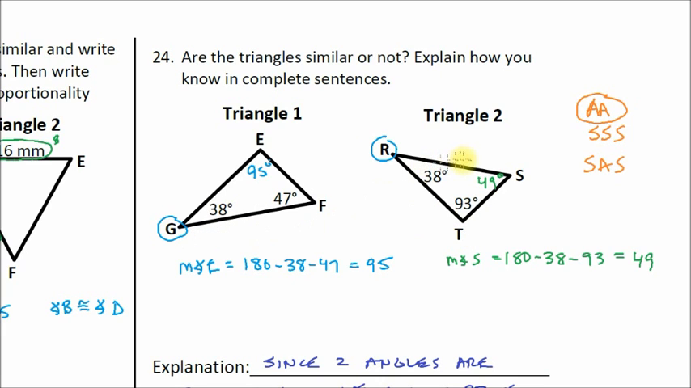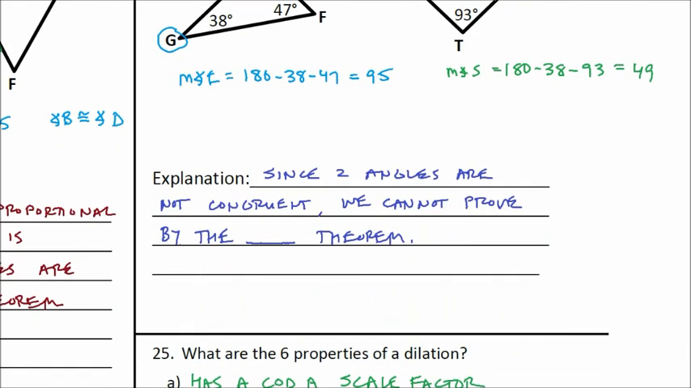So here's my evidence. I labeled my triangles. Don't forget to label your angles so I can see it on the test. And now you can write here, since 2 angles are not congruent, we cannot prove by the AA theorem. Make sure you plug in the AA theorem here.